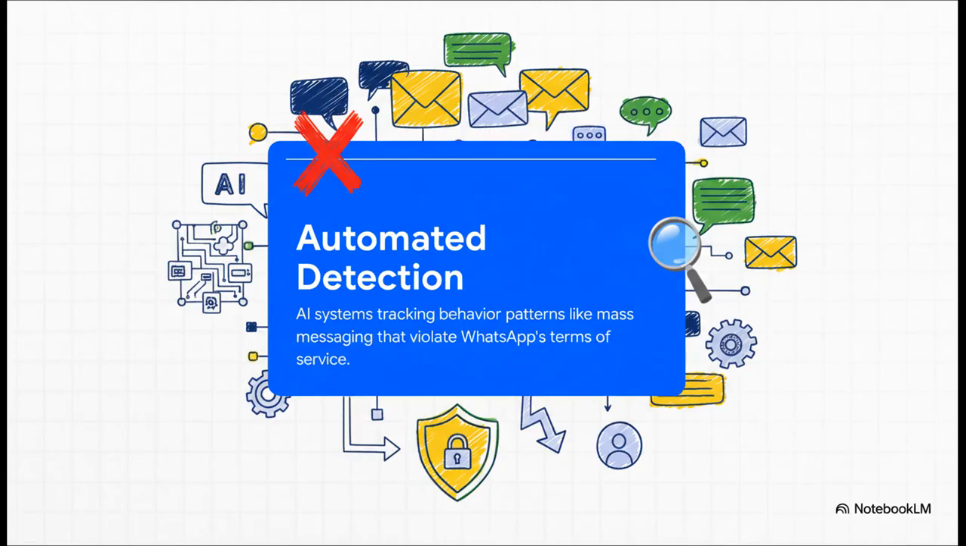Now, when we say automated detection, what does that actually mean? This is super important to understand. WhatsApp isn't reading your private messages. No way. Instead, they have these AI systems that are trained to spot patterns of behavior. Think about things like sending hundreds of messages in just a few minutes, or a brand new account that suddenly starts adding thousands of people to groups. It's the behavior, not the content of your messages, that raises that first red flag.